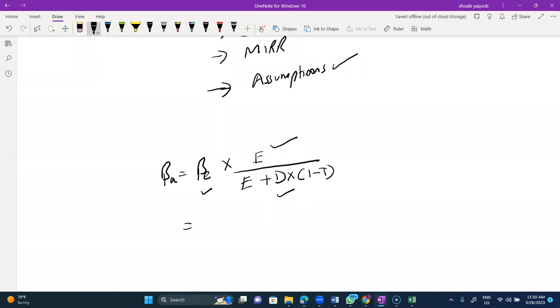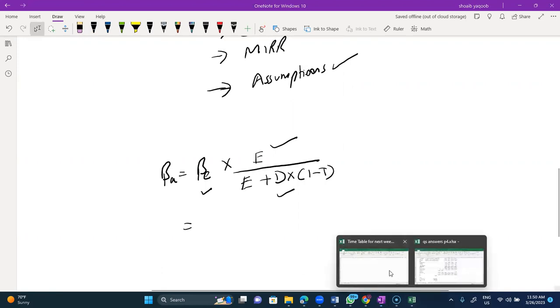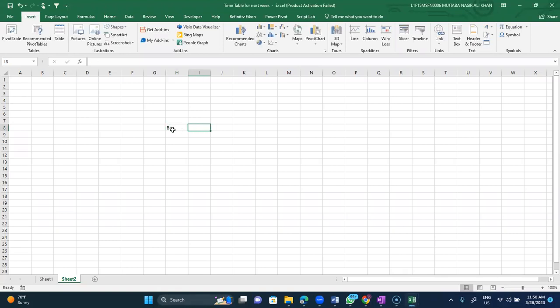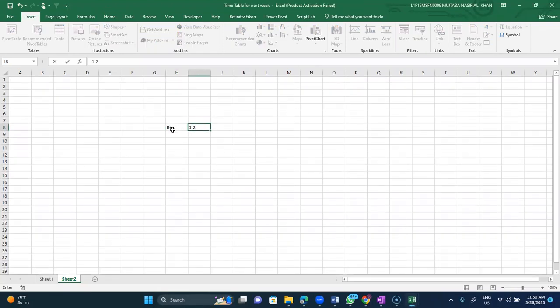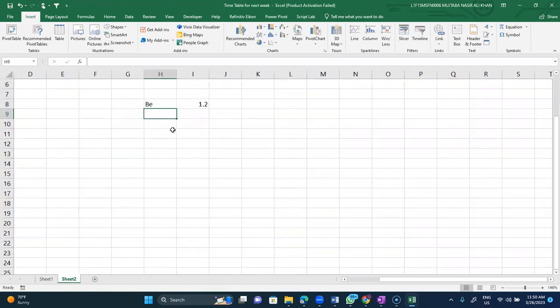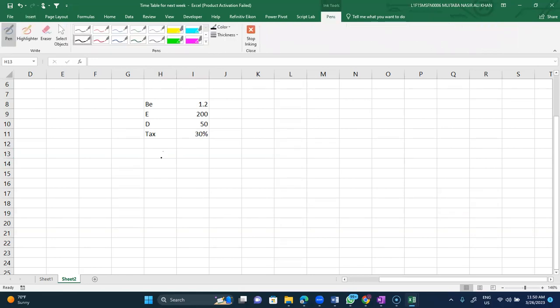So let me do it on Excel so that you people know how to calculate that. Beta equity is, for example, 1.2. Market value of equity is, for example, 200 million. Market value of debt is, for example, 50 million. Tax is 30%. So the formula is beta asset is equal to beta equity into equity divided by equity plus debt into 1 minus T. So how to solve that?